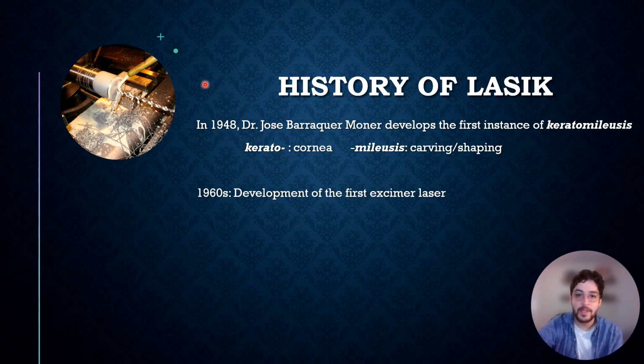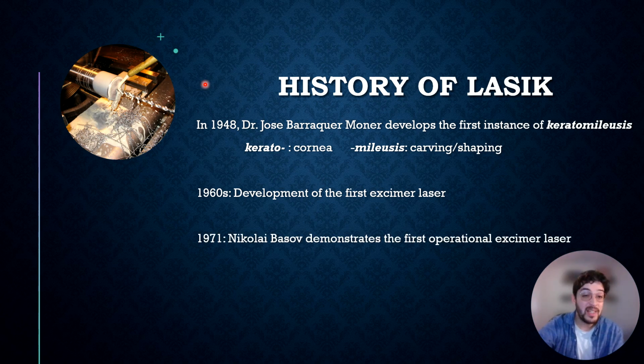And so in the 1960s, a little bit about the laser, they started development on the first excimer laser. And in 1971, Nikolai Basov demonstrates the first operational excimer laser. And so pretty soon after that, people started thinking maybe we can use this laser to operate on tissue, to ablate tissue, because when it was first developed, really the only people using it were computer companies, namely IBM. They were mostly using it for creating, etching, and laser engraving their computer chips. And so after that, people started thinking that maybe we could use this on human tissue for surgeries.